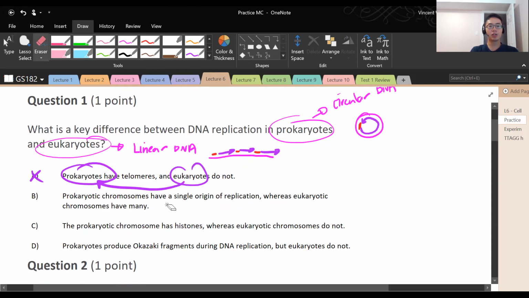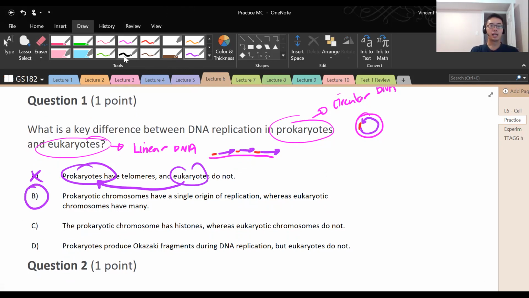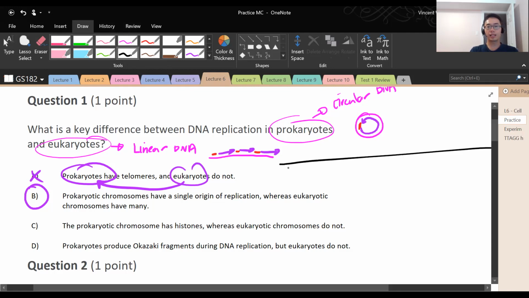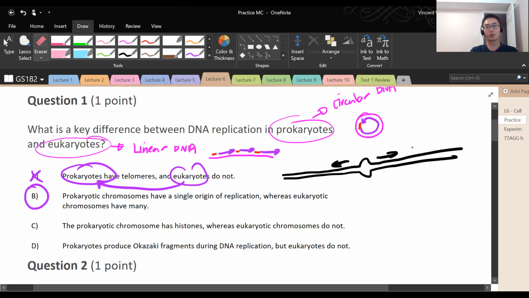Prokaryote chromosomes have a single origin of replication, whereas eukaryotic chromosomes have many. That is true. Our DNAs are very, very long. If you think about the DNA like this, very, very long, and you only create one replication bubble, it will take forever for the bubble to expand all the way to the end. So instead you open multiple bubbles everywhere, and then it will be able to copy much faster.